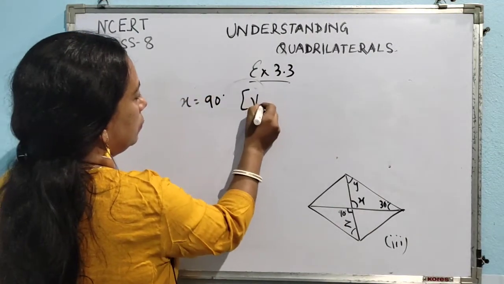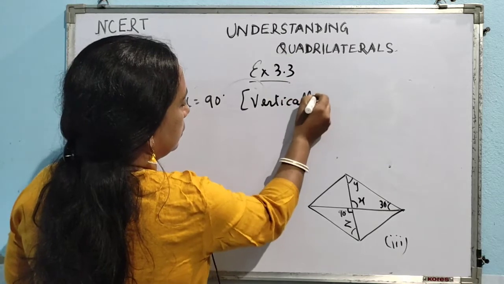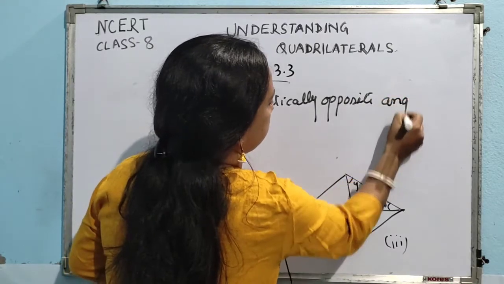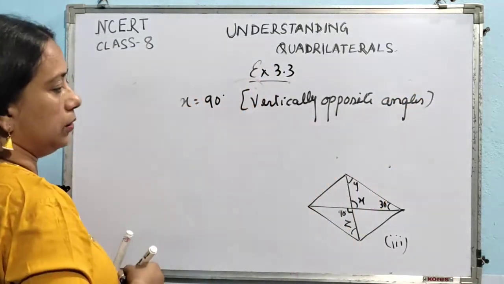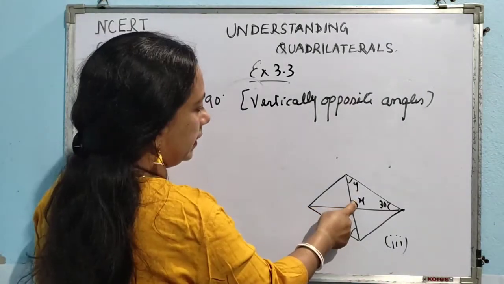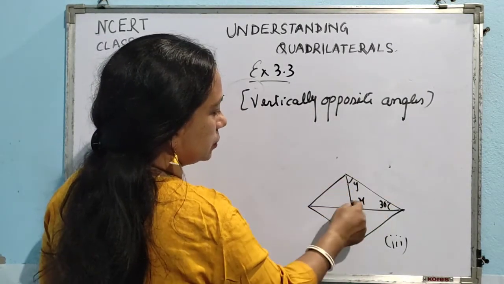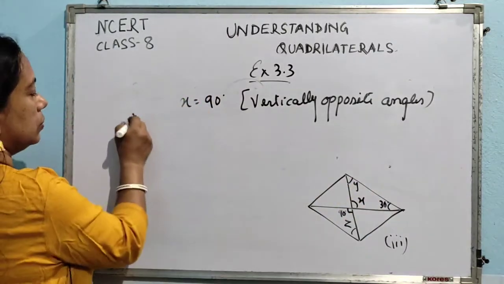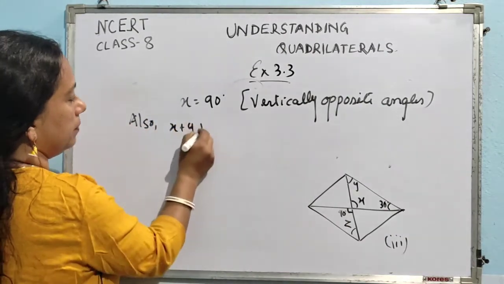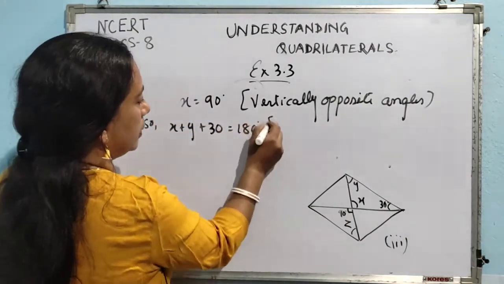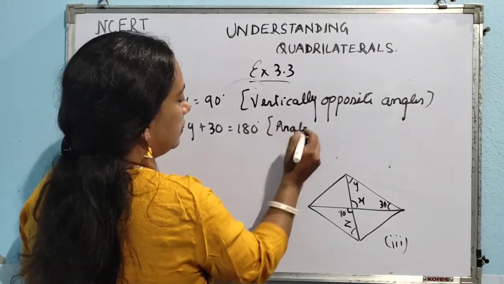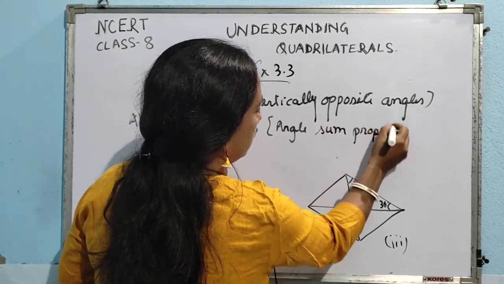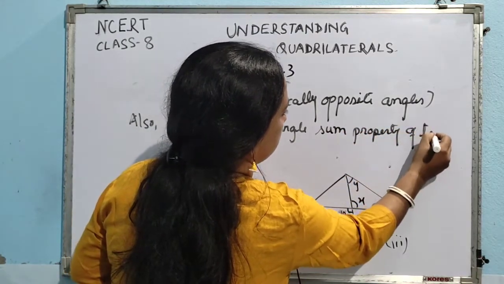What is the reason? Vertically opposite angles. Okay, we got the value of x to be 90 degree. Now this is a triangle. So what we know about the sum of all the angles of a triangle? 180 degree, isn't it? Also we can write x plus y plus 30 is equal to 180 degree. What is the reason? Always write the reason on the right side. Okay, angle sum property of triangle.